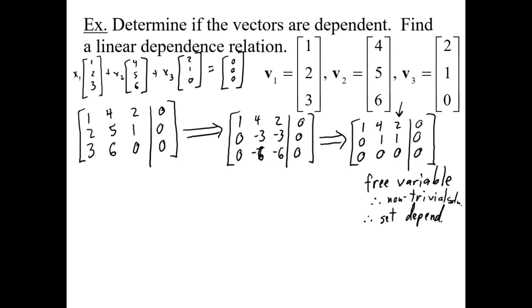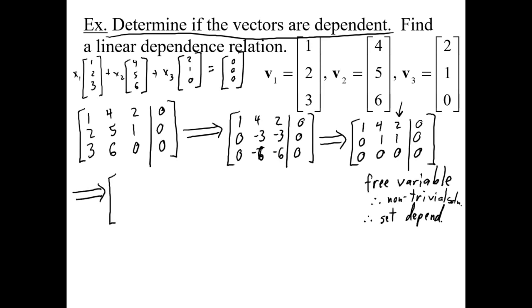But, and only because the problem said find a linear dependence relation, I have to keep going. If the problem had just said determine if the vectors are dependent, I can stop. Because as soon as I see there's a free variable, my question is answered: it is dependent. But because it also says find a dependence relation, now I need to keep going. So now I need to put this in reduced echelon form.